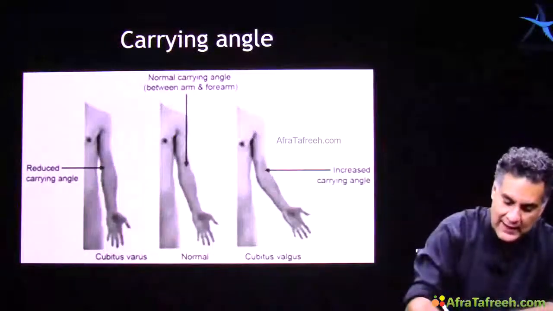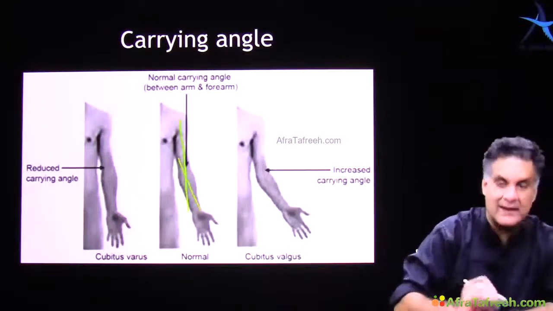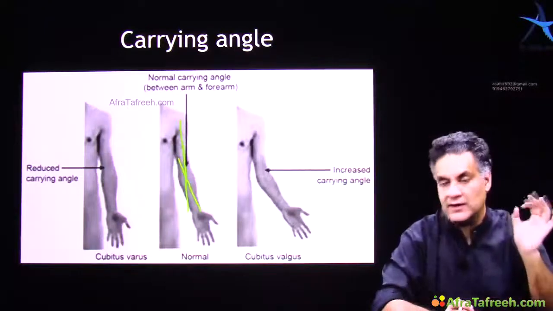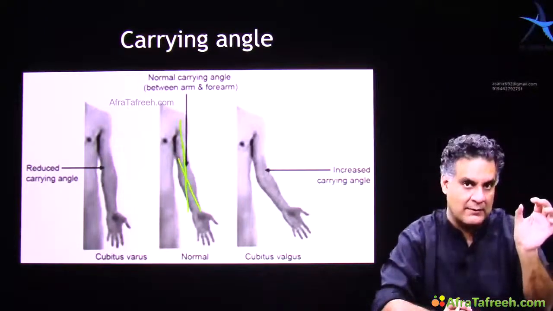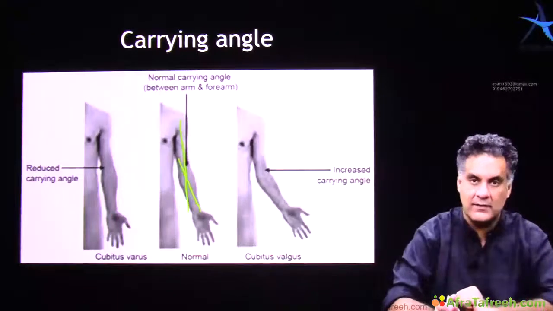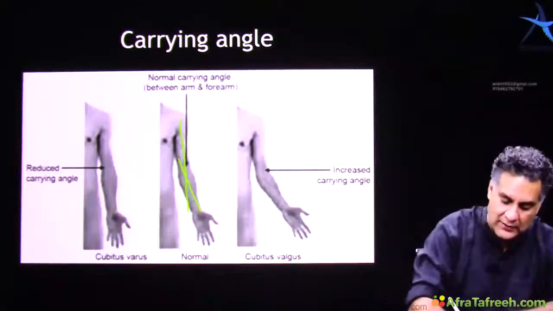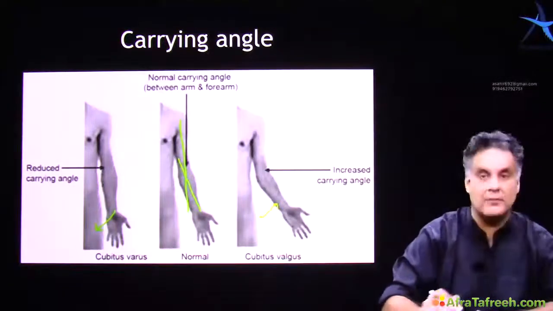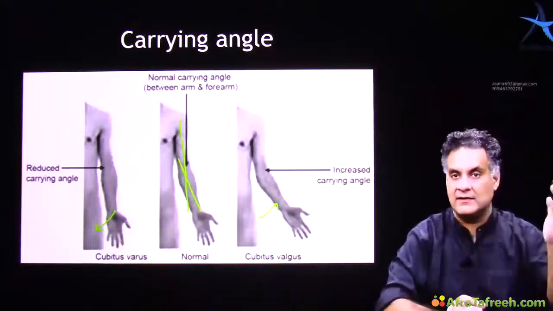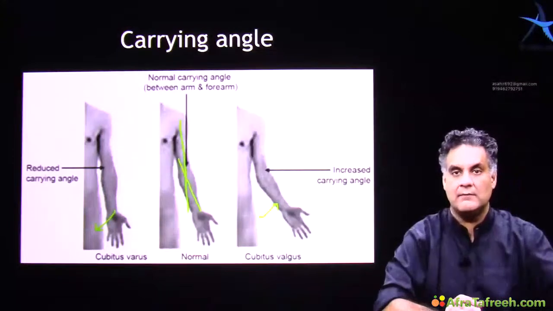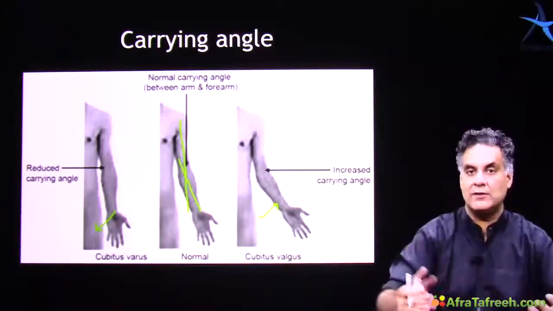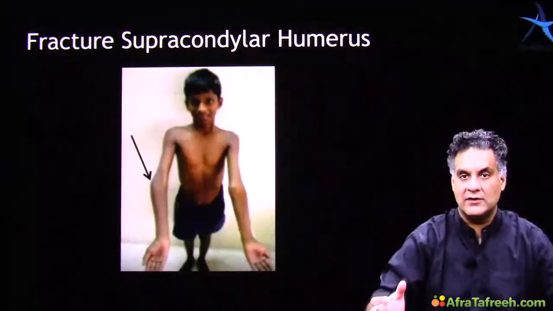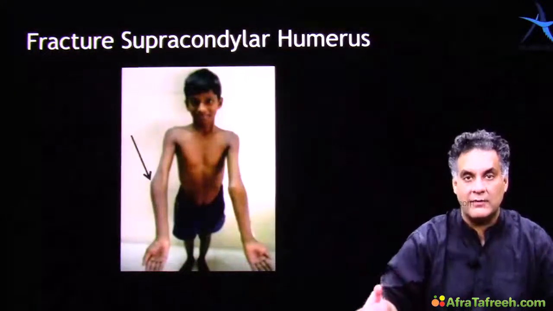The carrying angle, the angle between the arm and the forearm, is more in females as compared to males, because in females the trochlea, the medial part of the lower end of humerus, is lower, causing more valgus. Whereas carrying angle reduced is called cubitus varus, and carrying angle increased is called cubitus valgus. So varus occurs in supracondylar humerus malunion. Valgus occurs in lateral condylar humerus non-union. This is what I told you. Supracondylar humerus fracture causes varus, also called a gun stock deformity.